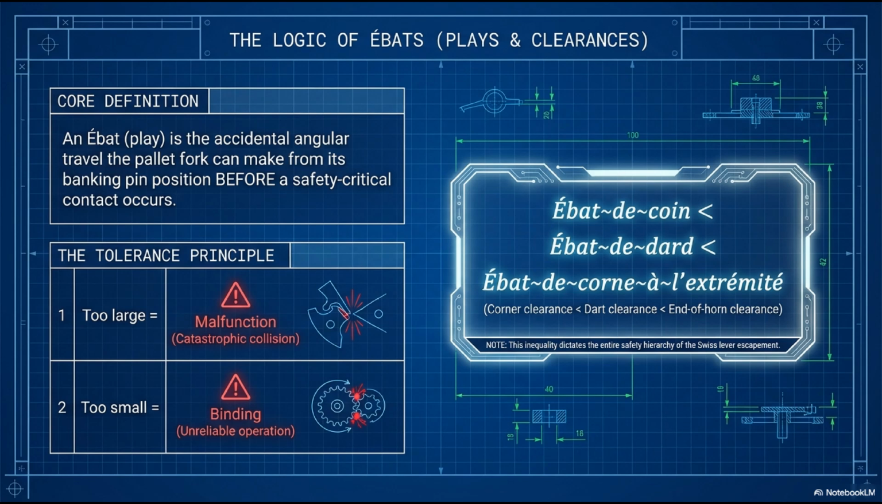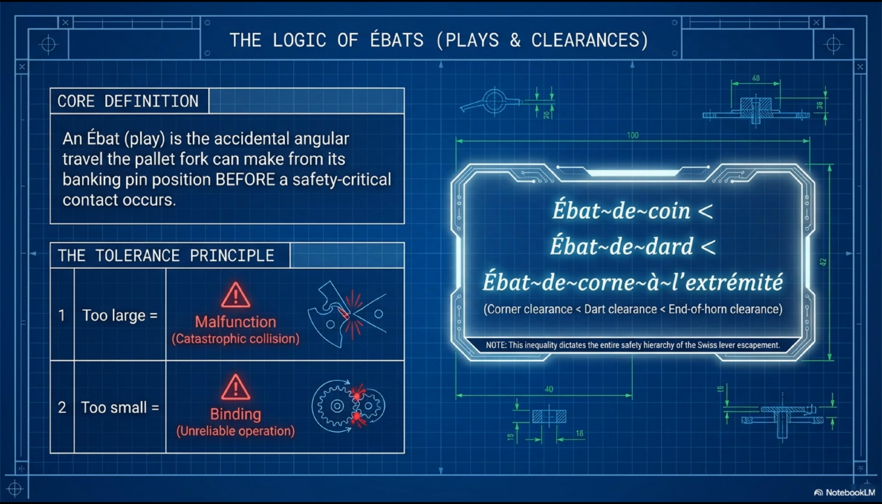3 contacts define 3 plays, ordered from smallest to largest. Corner clearance, abat de coin. The inner corner of the fork mouth, where the entry wall meets the horn face, is the first dangerous contact point. If the fork displaces this far, the impulse pin strikes the corner in an uncontrolled way. Dart clearance, abat de dard. The dart tip contacts the solid circumference of the small roller. This is the primary safety intervention. The dart stops the fork before the horn corner can engage.